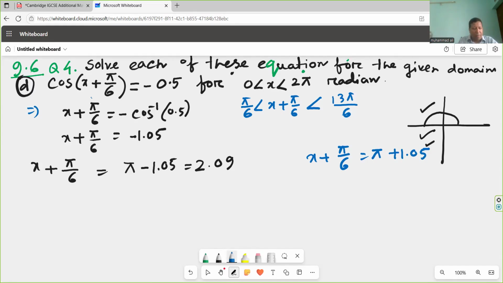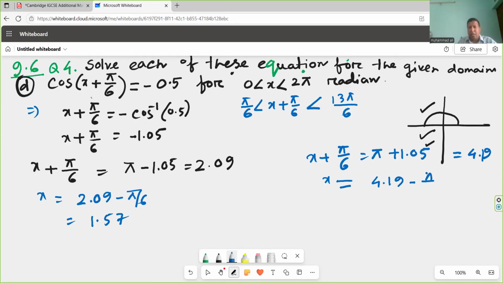So from here x = 2.09 minus π/6, so it will be 1.57. And here, if you add, we will get 4.19, so x = 4.19 minus π/6. So it will be 3.67. Final answer: x = 1.57 and another answer 3.67.